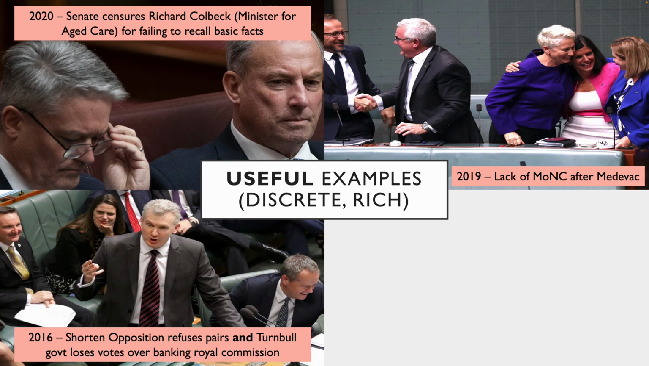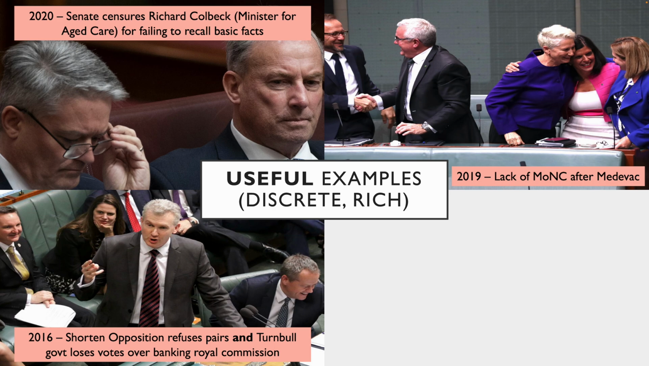In 2016, the opposition, led by Bill Shorten, refused pairs to the Turnbull government. Pairs being a convention where if certain members on the government side are going to be absent for a vote, they will be paired with a member of the opposition who will essentially not participate in the vote. What this means is that the government is not at risk of losing a legislative vote because of illness or because of emergency situations that emerge.